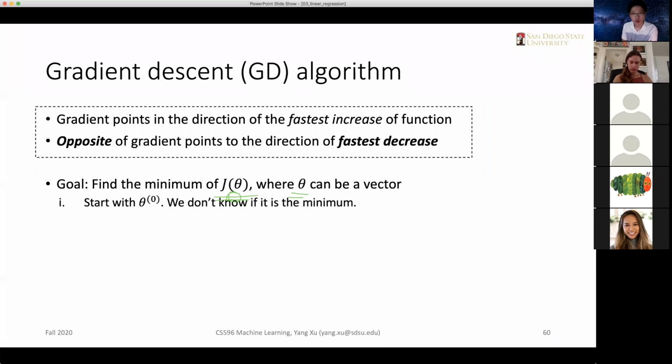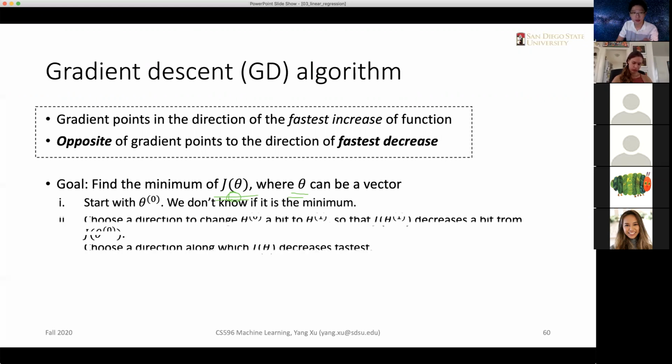Okay, so we can start with some randomly chosen values for the parameters, right? And we don't know if it is the minimum, and most probably it is not. So we need to choose a direction to change the initial value, right? If we change the initial value for theta a bit to theta 1, and that 1 is in the superscripts within parentheses, it means it is in our first iteration here.